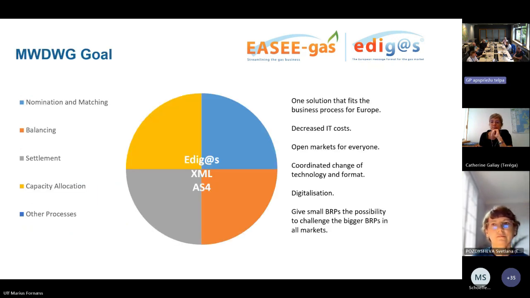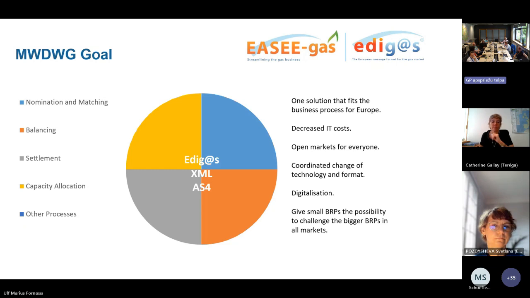So here you can see the overall goal of our working group, and that means harmonization. For the mentioned processes on the left side, we are aiming for a harmonized solution with our EASEE-gas messages. So it's EASEE-gas XML following the network code, of course, and we are also combining this with the recommendation of AS4. And on the right side, you can see some of the arguments.